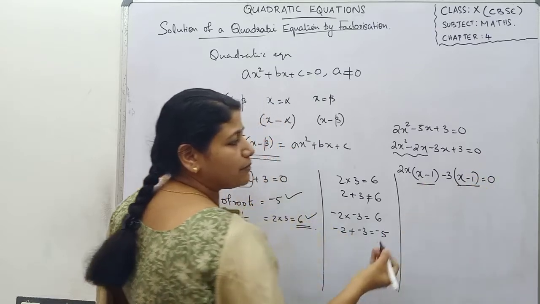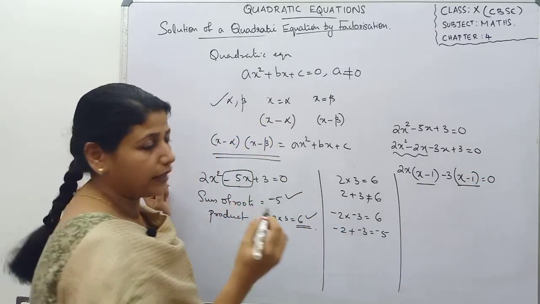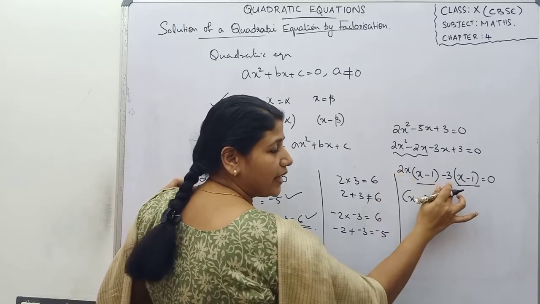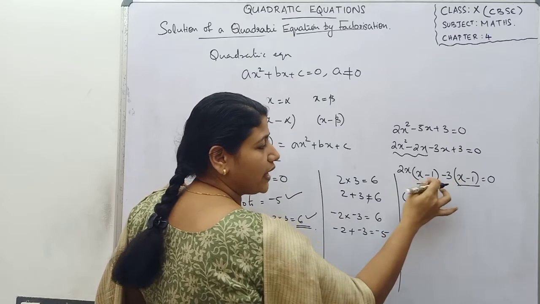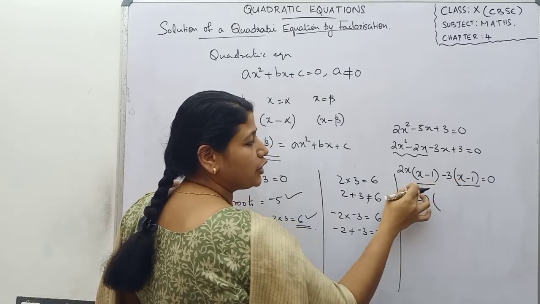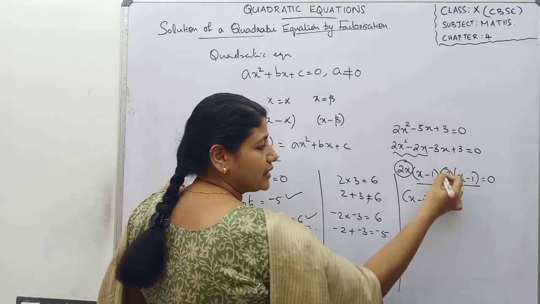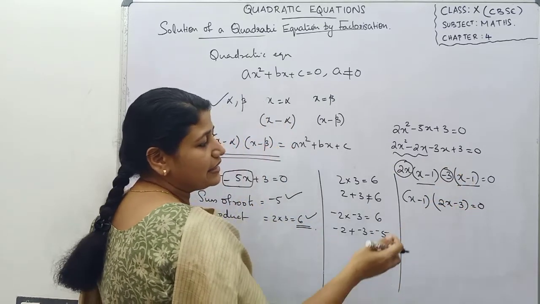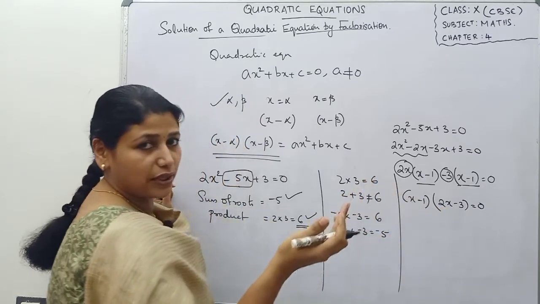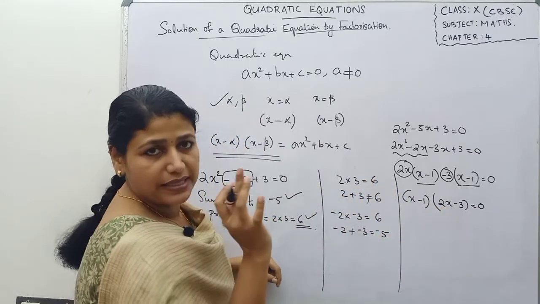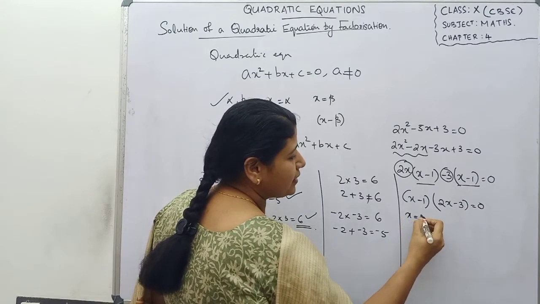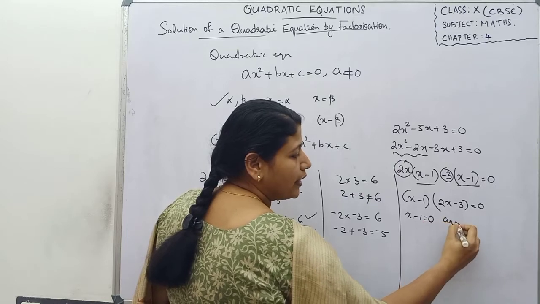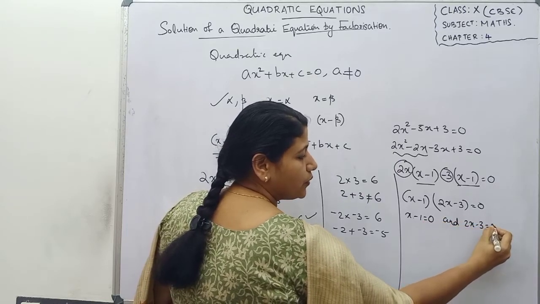So here the factor x minus 1 is common in both. So we can take that one outside. Then 2x minus 3 will remain. X minus 1 I took from both the terms, then you will get 2x and this minus 3. So 2x minus 3 equal to 0. Now we can write this: the product of two terms is 0 means either one is 0. That means either x minus 1 equal to 0 or 2x minus 3 equal to 0.